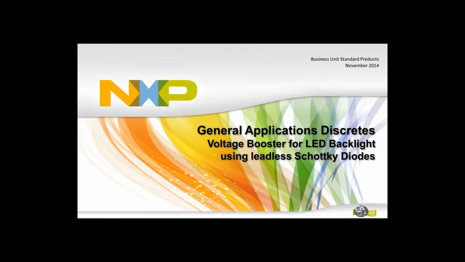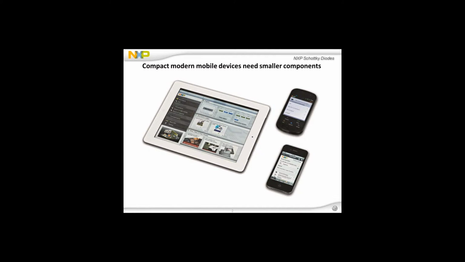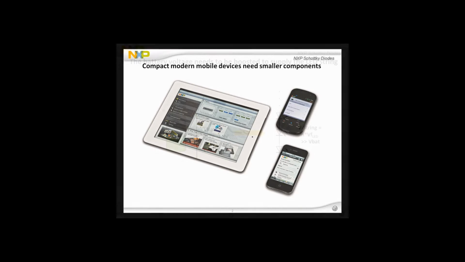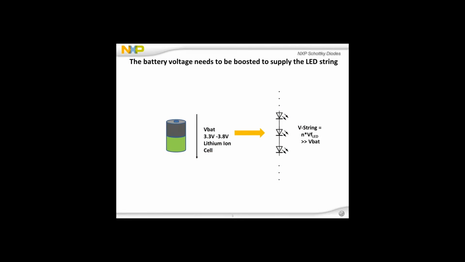This video discusses voltage boosters used for LED backlights and the aspects of this application for Schottky diodes. Compact modern electronic communication and computing devices like smartphones and tablet PCs need smaller components to allow very thin designs. Products with LCD displays use LEDs as backlight. These are configured as a string. As the string needs a higher voltage than the battery can provide, a voltage booster circuit is required.